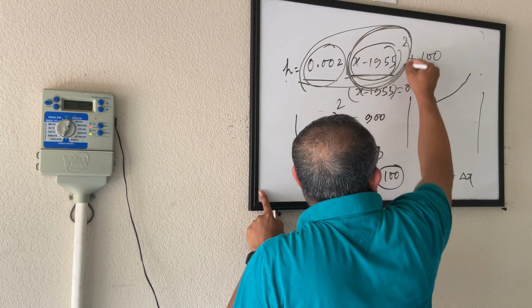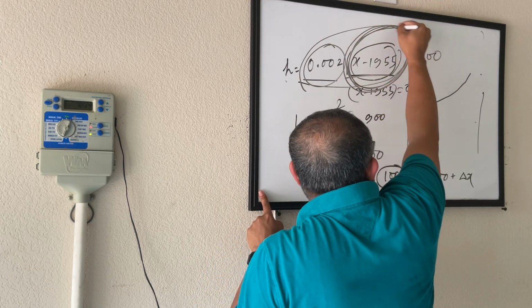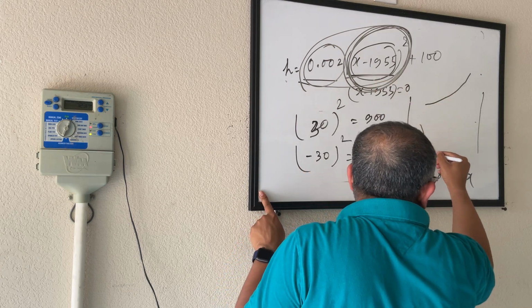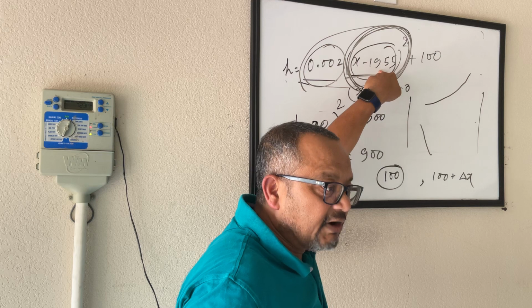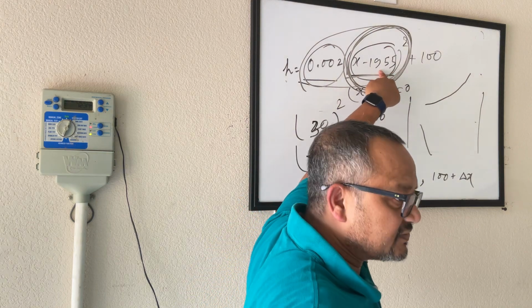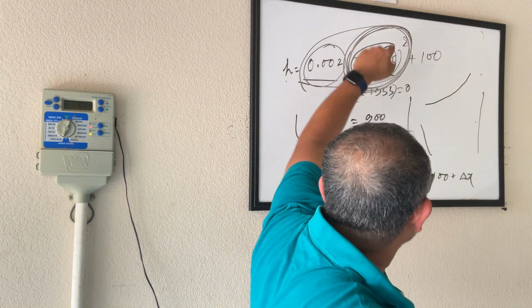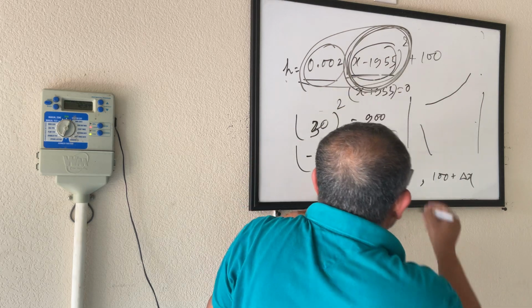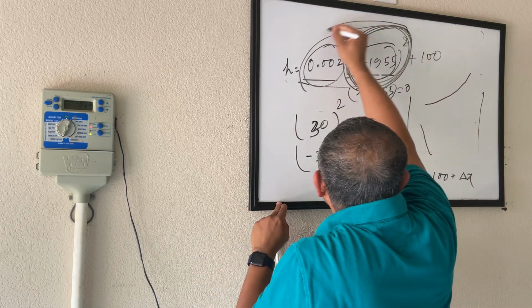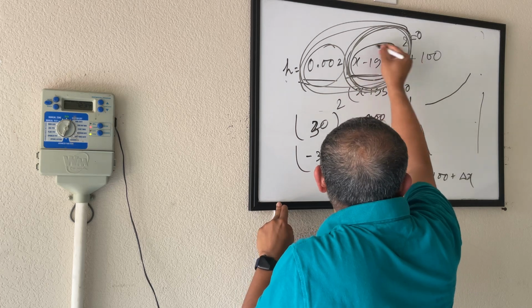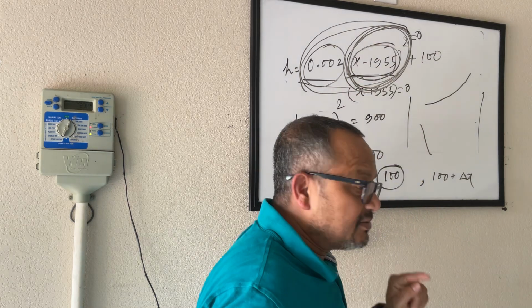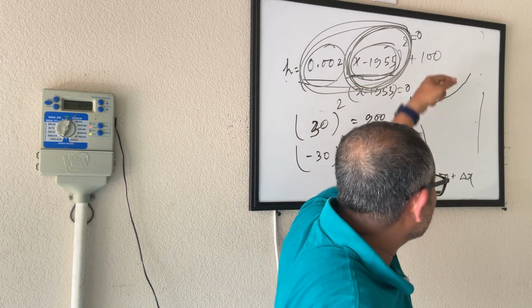If this becomes negative, then only is this going to go below 100. But this will never become negative because it's a square. A square of positive or negative is always a positive. So the only circumstance when this is the lowest height is when this whole term is equal to 0. That's the only time where it will be the least height.